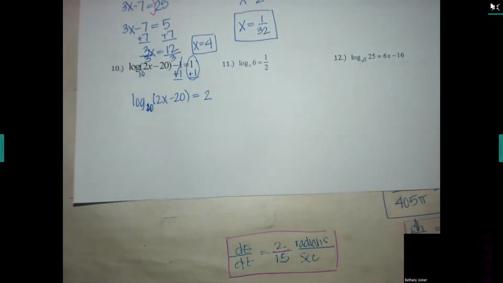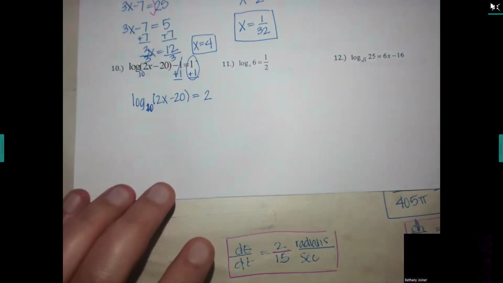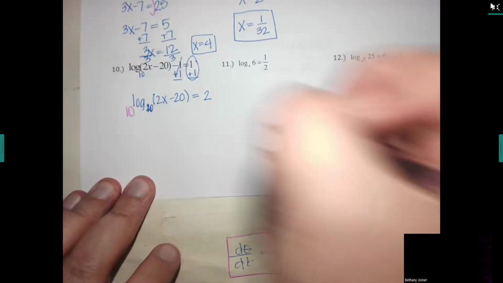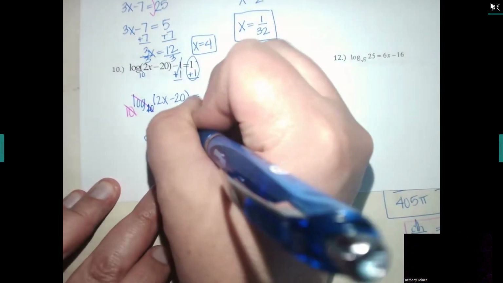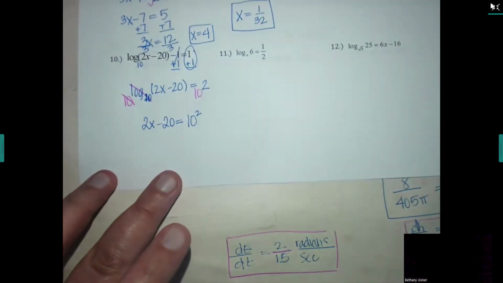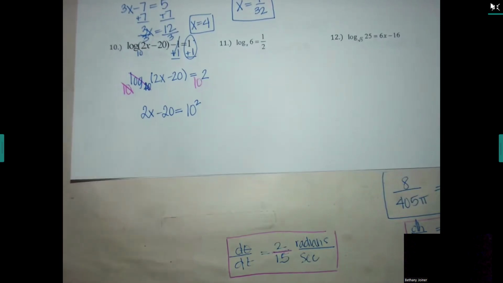Okay? Then from there, to get rid of my log little 10, we're going to do a big 10 on both sides. My big 10 and my log little 10 cross out. I'm just going to keep my 2x minus 20. And then for my 10 squared, I can look it up in the chart or I can put it into the calculator. Okay, but what is 10 squared the same as? 100.